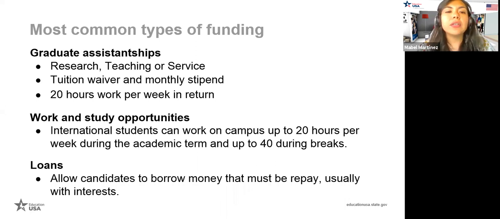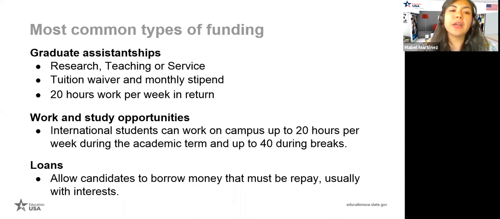Depending on the type of graduate assistantship that you obtain, you can obtain a research, teaching, or service graduate assistantship. You will have to perform different tasks for different people within the university, either faculty members, researchers, departments, and different areas within the university. And in return, you will only have to work 20 hours per week. So it is a really good deal.